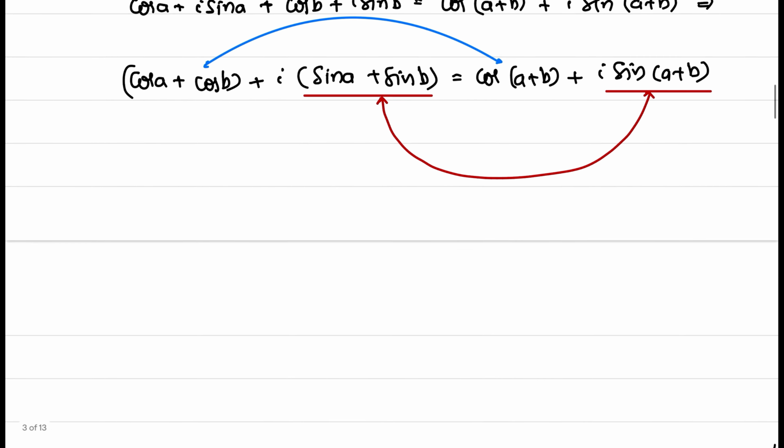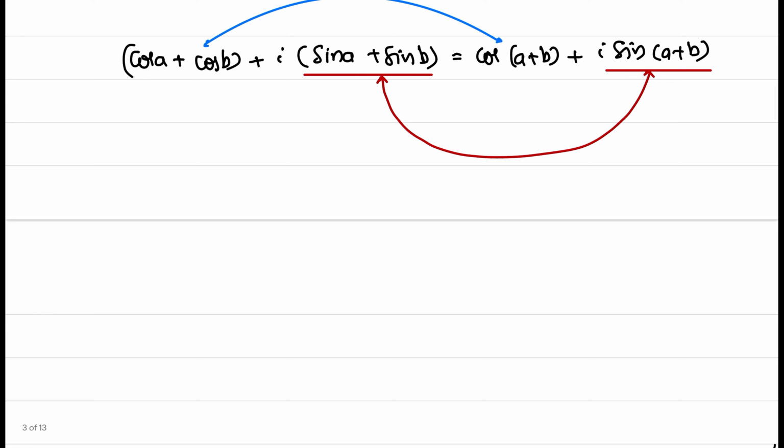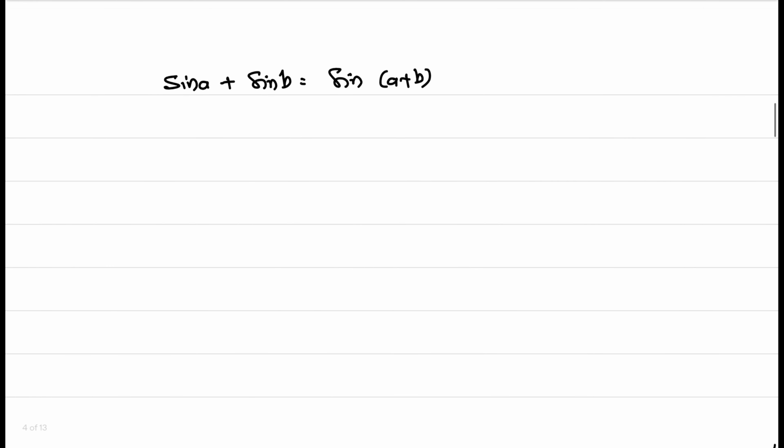Let us consider the imaginary part. What happens? sin A + sin B is equal to sin(A+B). This is what we have got from the given problem equation. Let us expand both sides, or let us rewrite in terms of half angles.